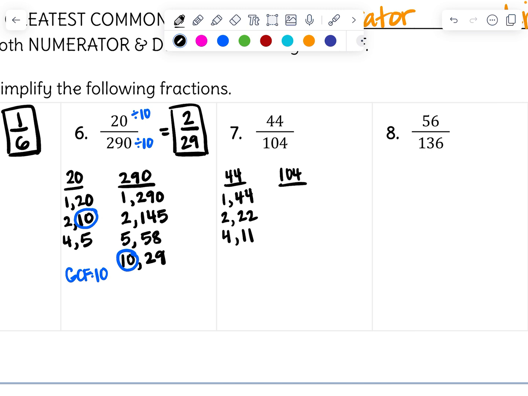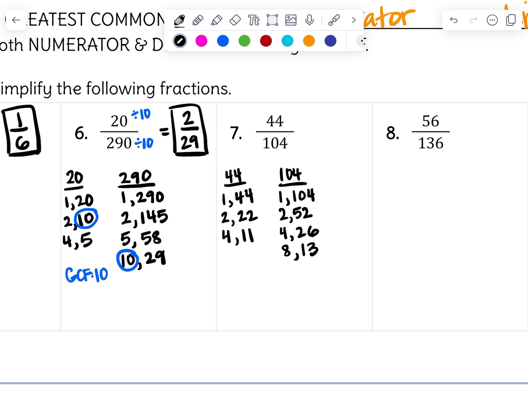So for 104, we have 1 and 104, 2 and 52, 3 is not a factor, 4 and 26, 5, 6, and 7 are not factors, 8 and 13, and then 9, 10, 11, 12 are not factors.